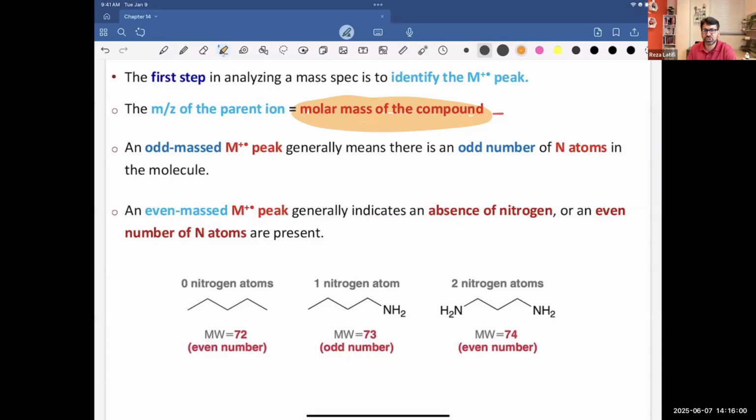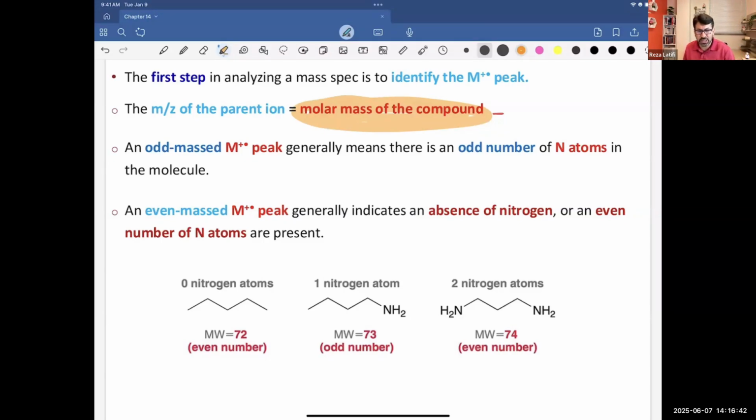Next thing is, check the number that you see. If it's odd, it means you do have a nitrogen atom. So if it's 71 instead of 72, that's a sign that you have a nitrogen atom. But if you get an even number, that means you either don't have nitrogen atoms, or you have an even number of nitrogen atoms. Nitrogen atom, not hydrogen.